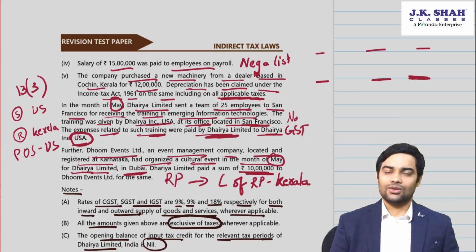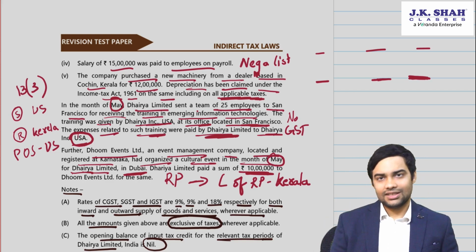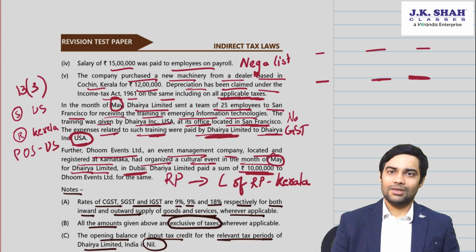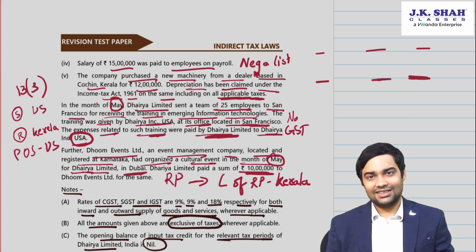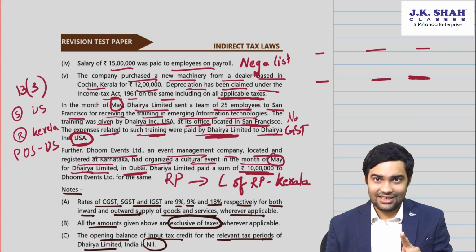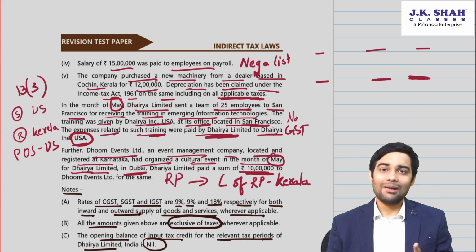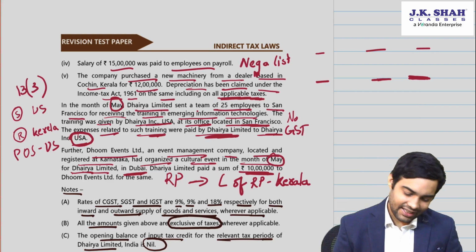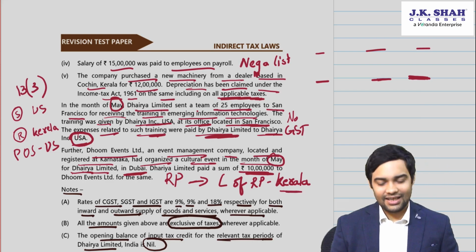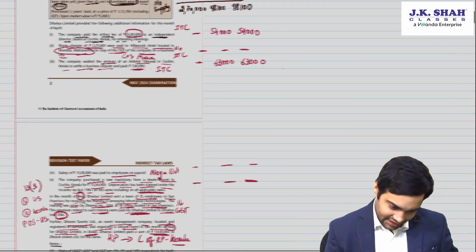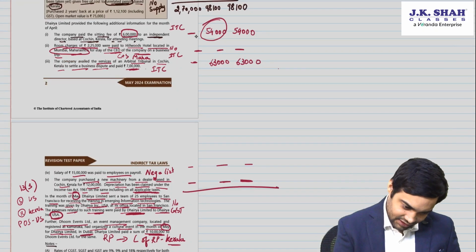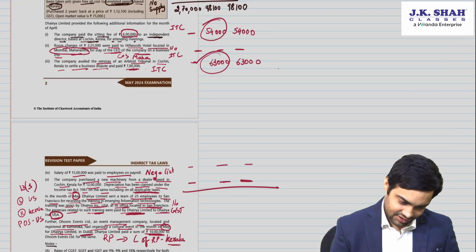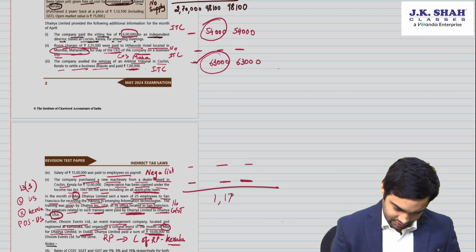Even if the event is held outside India, if the service is provided to a registered person, then the place of supply will be location of registered person. In fact, even if you provide it to unregistered person and the event is held outside India, organized, then place of supply will be location of the recipient. Hence, this will be a taxable transaction. Place of supply Kerala. Now let's do the ITC computation. ITC, two things, 54,000, 63,000. It comes to 1,17,000.